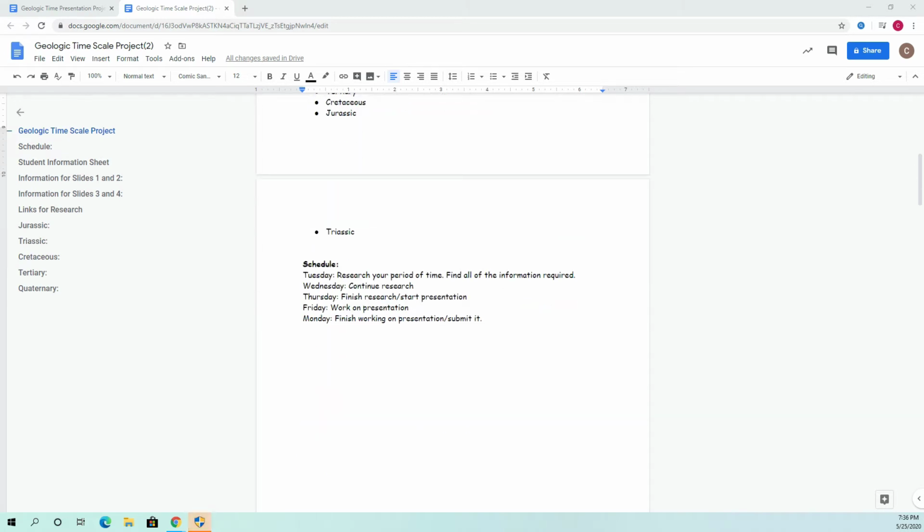Then this is a schedule, a breakdown of how the project should be. Tuesday, today, you're going to research your period of time and find all the information required. Tomorrow, Wednesday, you're going to continue researching. Thursday, you're going to finish your research and start your presentation. Friday, you're going to work on your presentation. Monday, you're going to finish working on your presentation and submit it by 11:59 p.m.